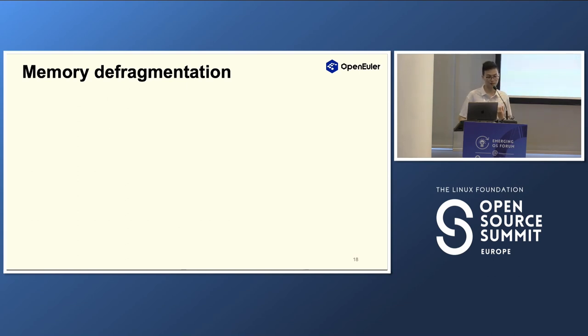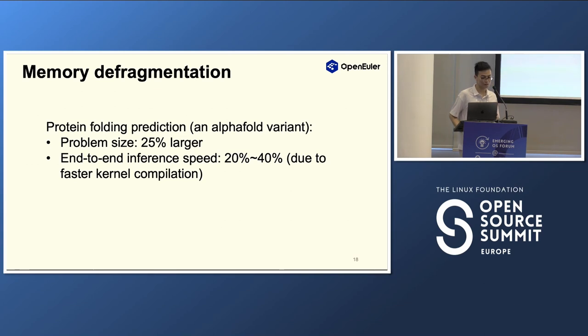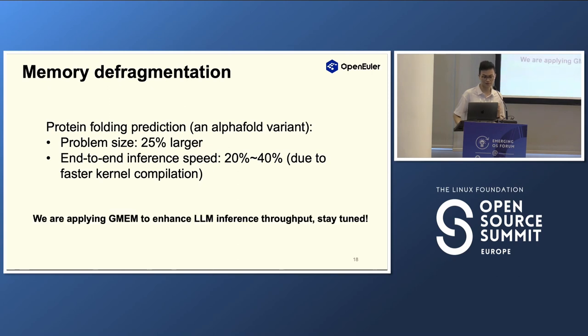We also tested how it behaves in real applications. How does it solve the memory fragmentation issue? We use an application for protein folding prediction, which you can see as an AlphaFold variant. GMEM allows it to use more HBM, so the problem size is 25% larger. So it can process larger sequences of proteins. And this does not involve anything with memory oversubscription. It's simply defragmenting memory. And the end-to-end inference speed is also improved. But this is kind of surprising, and we found that this is because it takes a lot of time to compile the accelerator kernels. So with more memory, this part is accelerated. We're also applying GMEM to enhance large language model inference throughput, so stay tuned for future results.